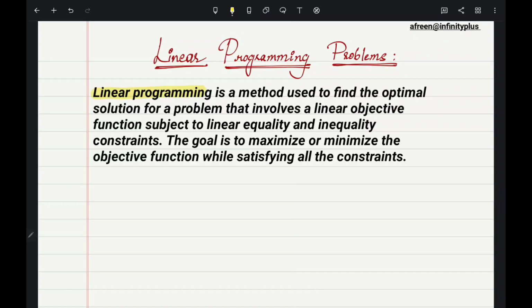Linear programming is a method used to find the optimal solution. So what is it? It is a method to find the optimal solution for a problem that involves a linear objective function subjected to linear equality and inequality constraints. The goal is either to maximize or minimize the objective function while satisfying all the constraints.